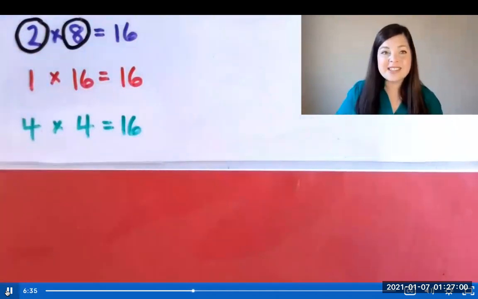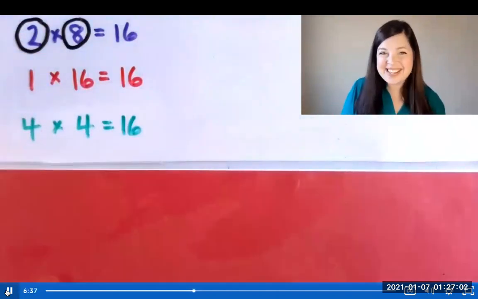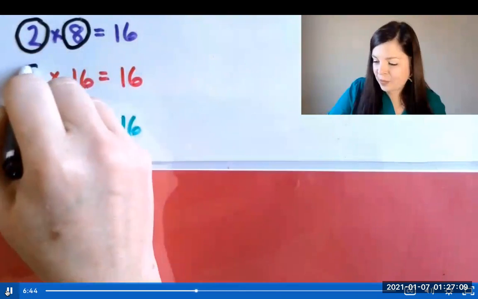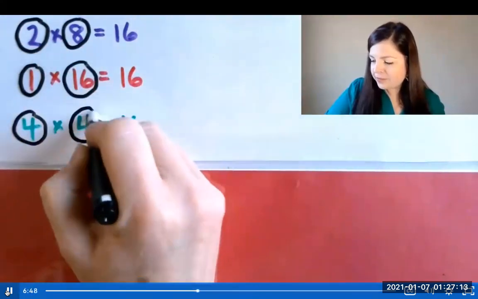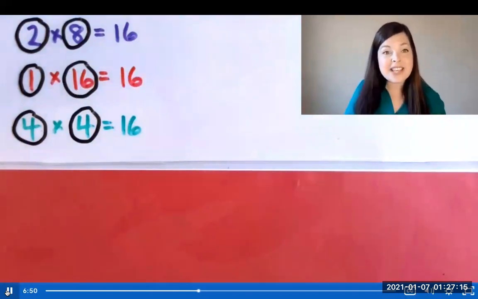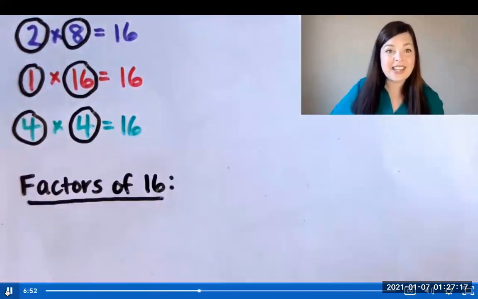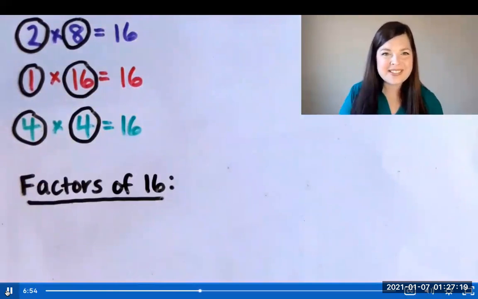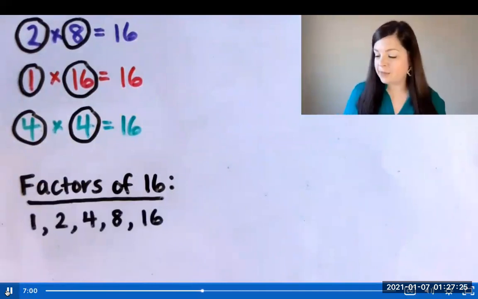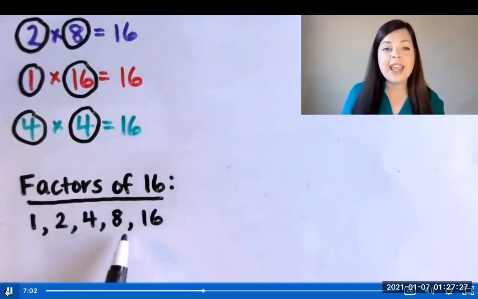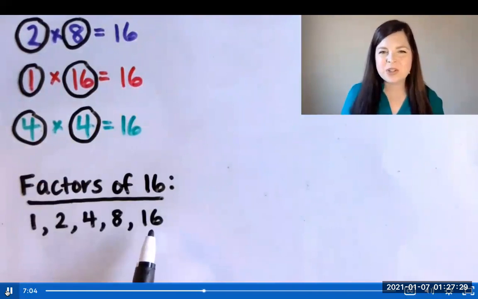Did you think of 1 times 16 equals 16 and 4 times 4 equals 16? What are the factors in these multiplication sentences? The factors are 1, 16, 4, and 4. So let's list the factors of 16 in order from least to greatest. Pause the video to do that now. So our factors of 16 are 1, 2, 4, 8, and 16.